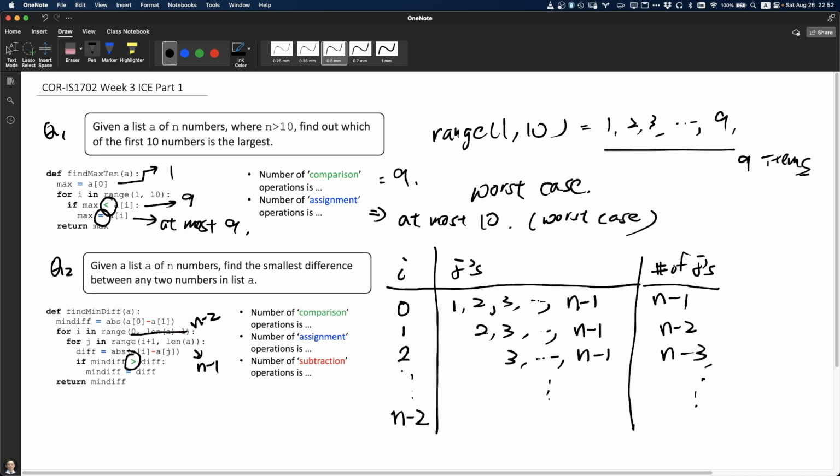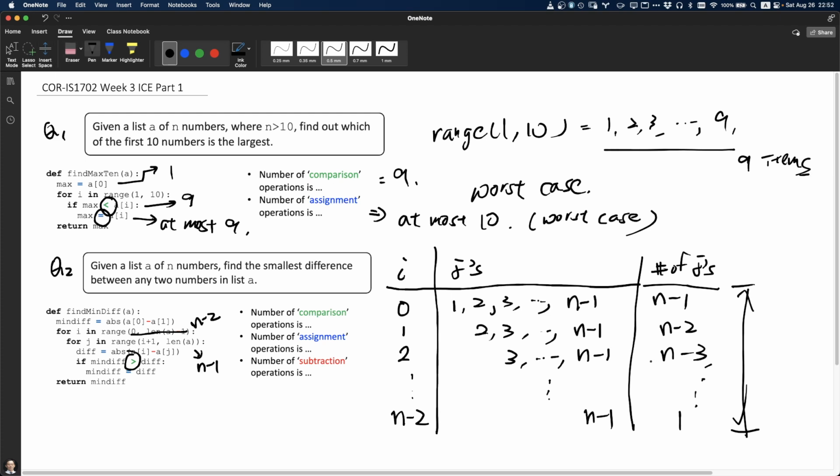For the case of n minus 2, your j value is i plus 1. So it's actually n minus 1. And it terminates immediately. So in total, you only have a single element. And the numbers of comparison we said is the numbers of times that this inner loop gets executed. In other words, the total numbers of j's get evaluated. So that will be the summation of all these values over here.